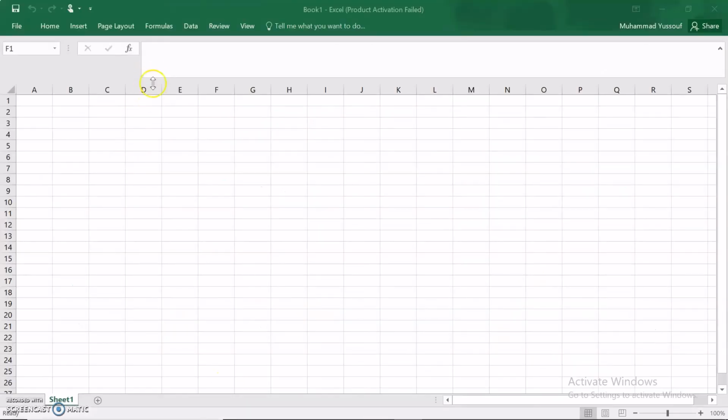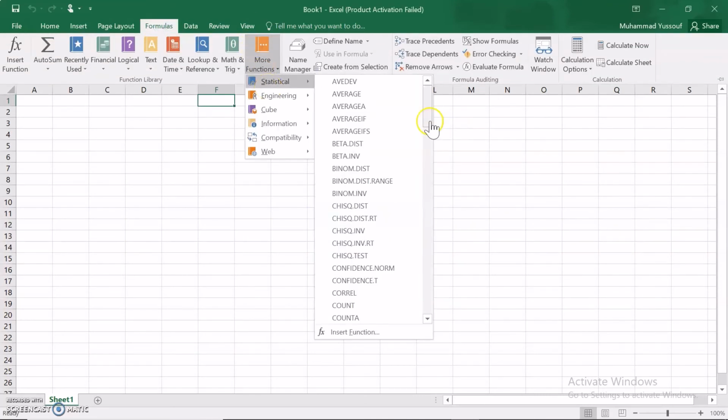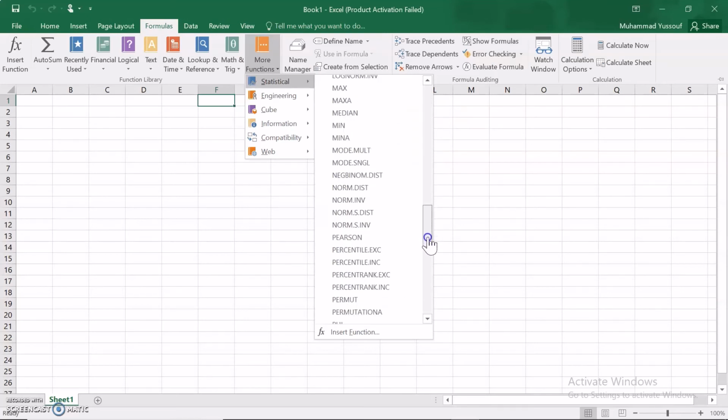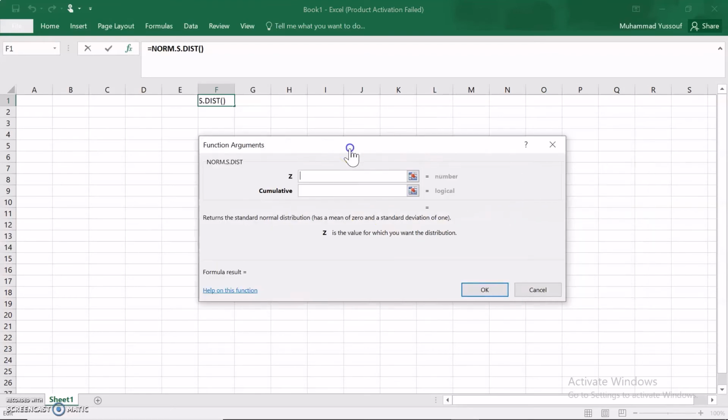So I'm already in Excel. You go to Formulas, More Functions, Statistical functions, and you need to locate NORM.S.DIST. It's asking for the z-score. The z-score is our test statistic, 1.77, and it's asking, are you looking for the cumulative area to the left, from the left all the way to the boundary line of the test statistic? The answer is yes.